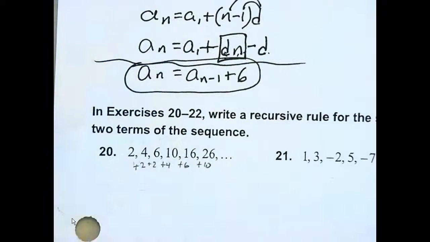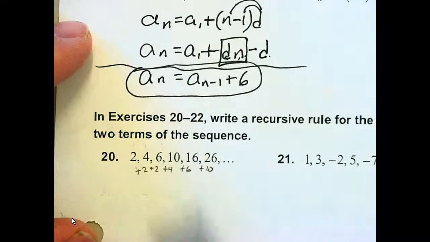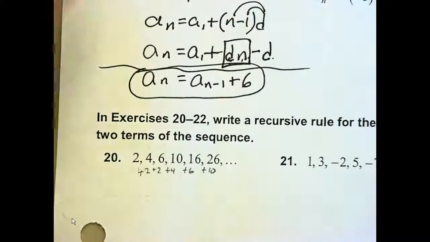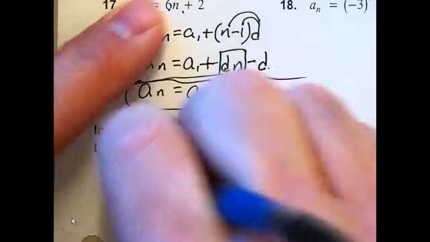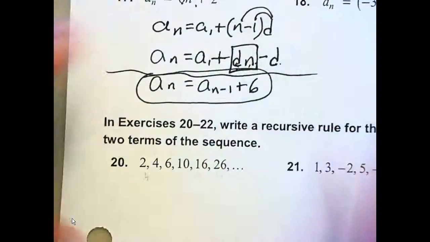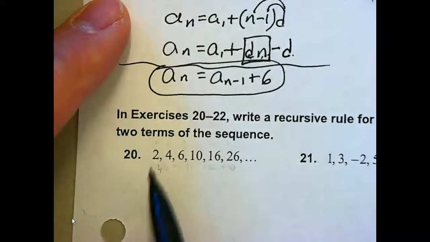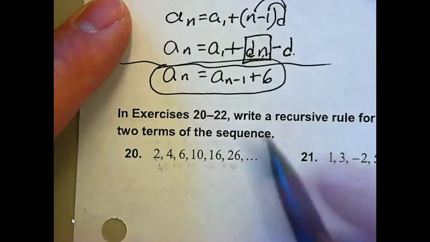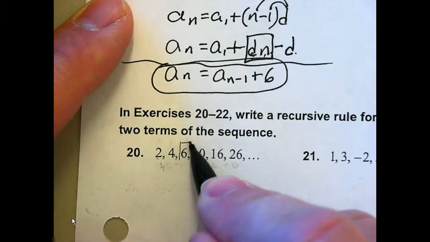Okay, so we don't have a straight up arithmetic sequence. We're not multiplying by anything. So anytime you see something like that and you're trying to write a recursive rule, then it's helpful to see if you can somehow look at the numbers and figure out how to get this number from that number. And usually I find it helpful to start at the 3rd term.